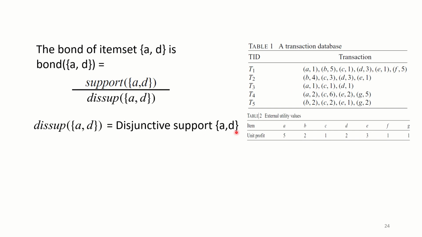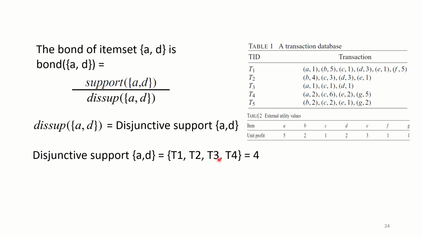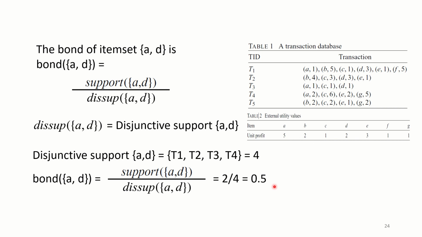So the disjunctive support of AD would be T1, T2, T3, and T4, because in each transaction at least A or D is included. So the disjunctive support is 4, and from this we can get the bond of AD is 2 by 4 is equal to 0.5.